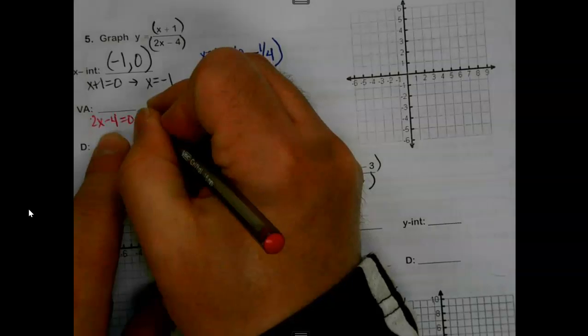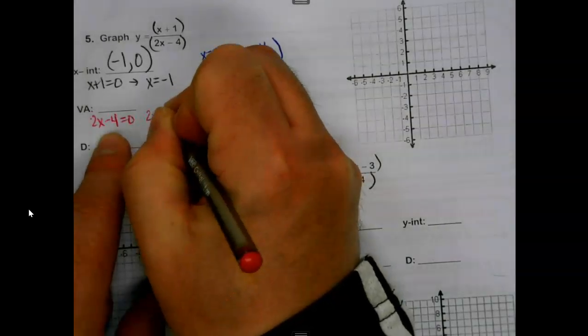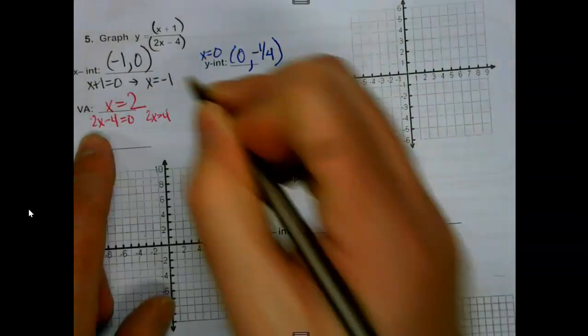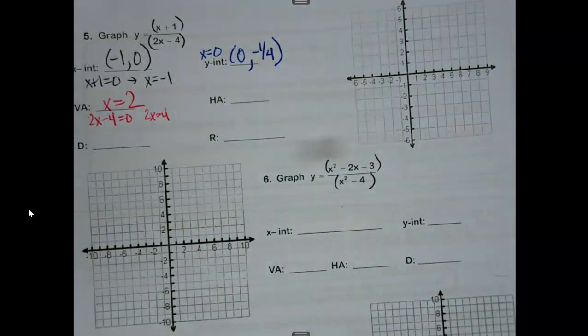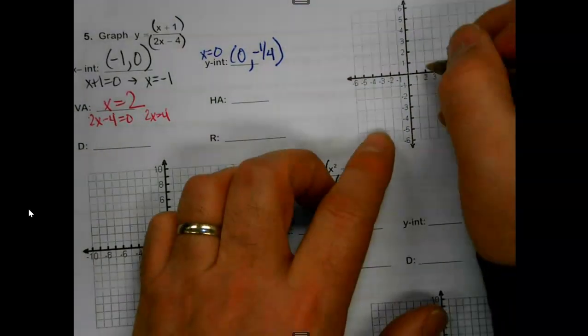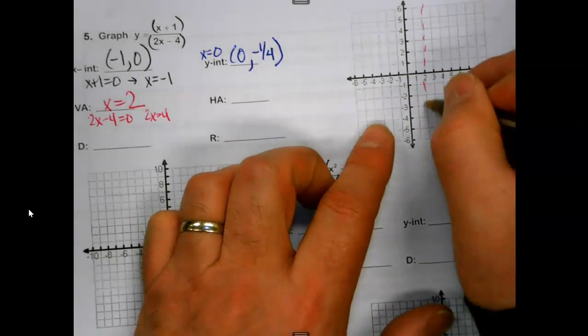Denominator equal to 0, so let's see, 2x equals 4. x equals 2. That is an equation because it's an asymptote. Draw that in here.